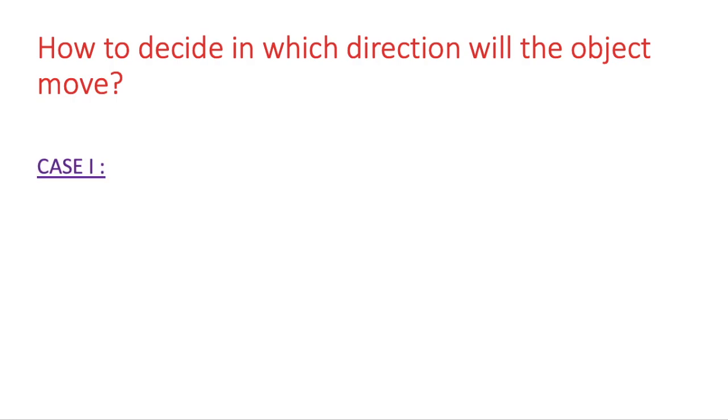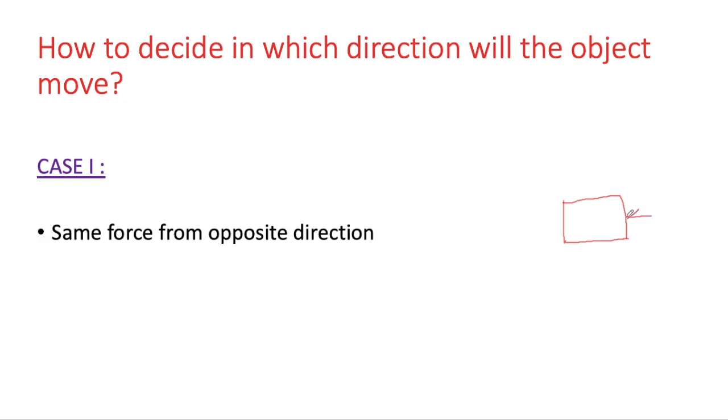The two people can apply forces in three manners, as given in the following three cases. So we have case 1. We have our object here, and the two people apply force from opposite directions. Person 1 applies force from the left, person 2 applies force from the right. In this case, the forces applied will be of equal magnitude. What will happen in such a situation? No motion will be generated in the object. The two forces cancel out each other.